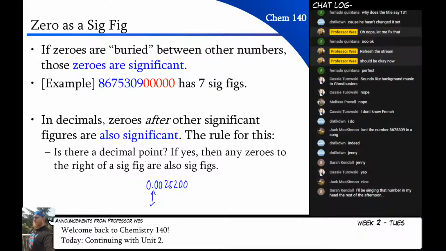Once you have found the decimal point, any zeros to the right of sig figs are also sig figs. So first find the sig figs. That's these. They're non-zero. And then any zeros to the right are also significant. Any zeros to the left are not. In other words, what that means is if I were to write this number, there's a reason I wrote that instead of this. And that reason is that I know this digit and I reliably estimated that next digit.